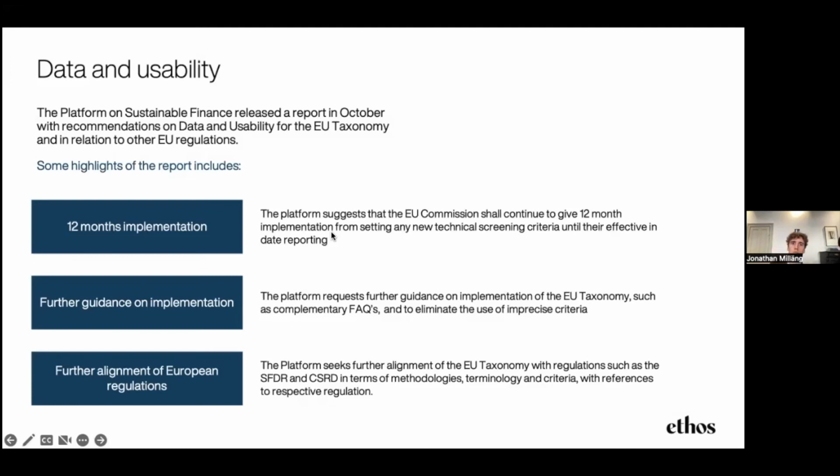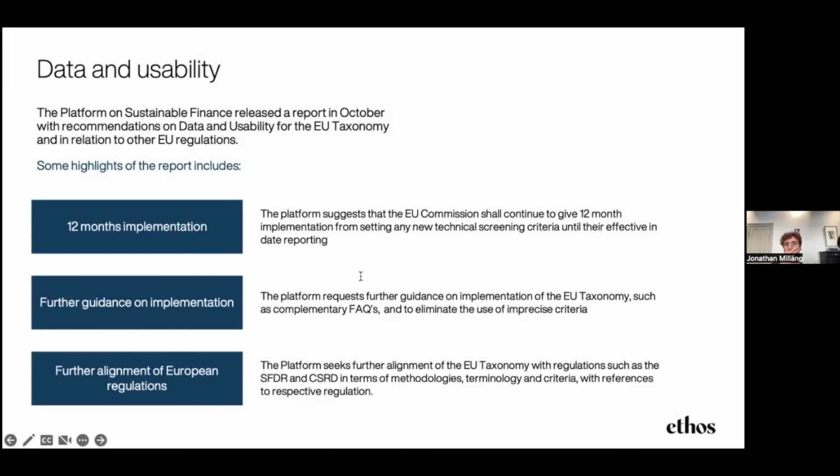As mentioned before during the presentation, the platform suggests that the Commission shall continue to have 12 months of implementation when they are setting any new technical screening criteria, which is of extra relevance when they will be publishing the remaining objectives. It has been quite unclear how long it will be before we have to report when they are finally released, and the platform is therefore asking for clarification that it will continue to be 12 months of implementation before you have to report on the data.